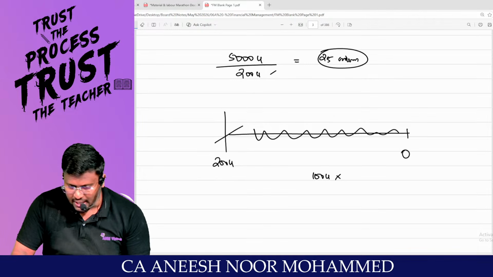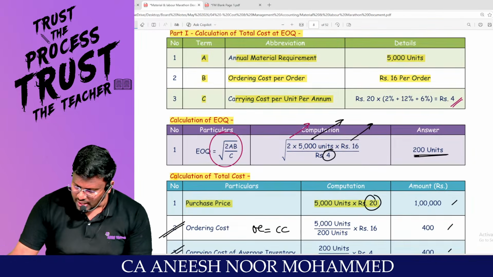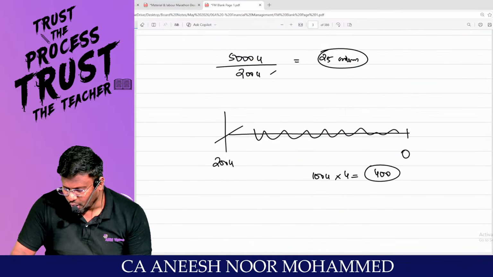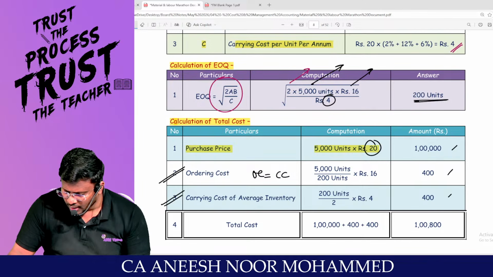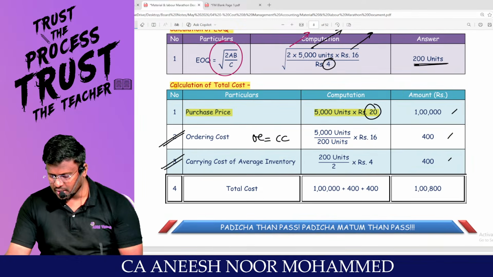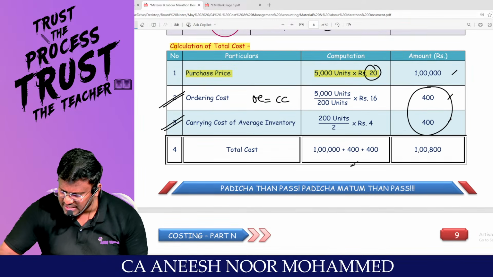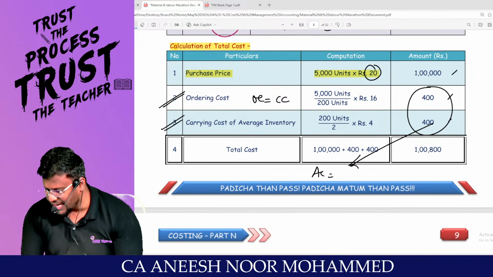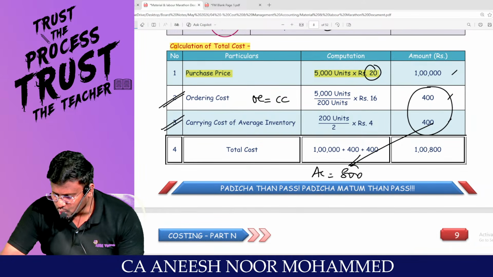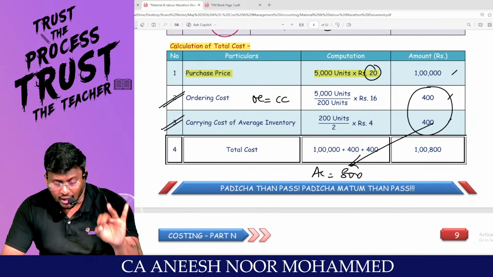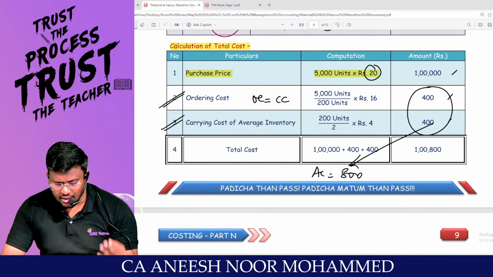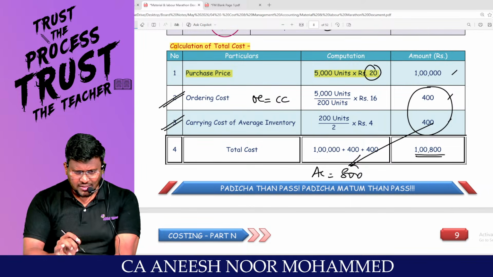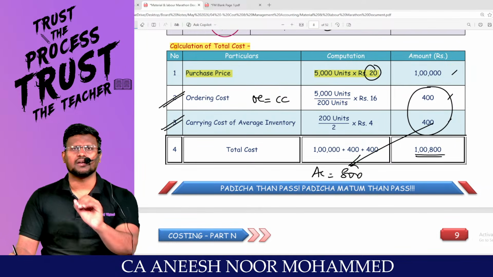Sir, in order to carry 1 unit for 1 year, I am supposed to spend 4 rupees. So 100 into 4 comes to 400 rupees, which will be my total carrying cost. That means 800 rupees is the associate cost. Associate cost is 800. Super. So 1 lakh purchase price, 400 ordering cost, 400 carrying cost: 1 lakh and 800 is the cost to be incurred by this company at EOQ.